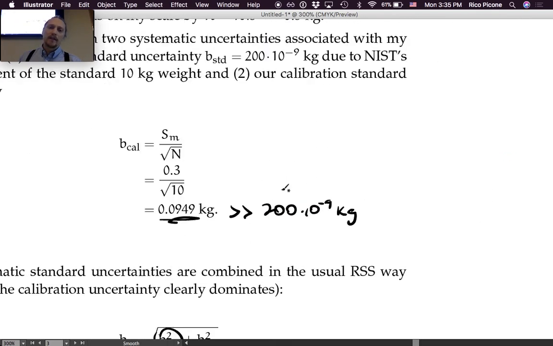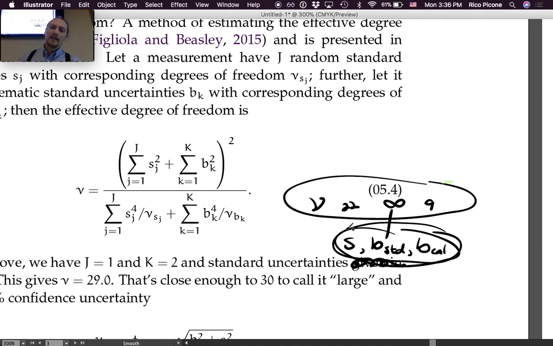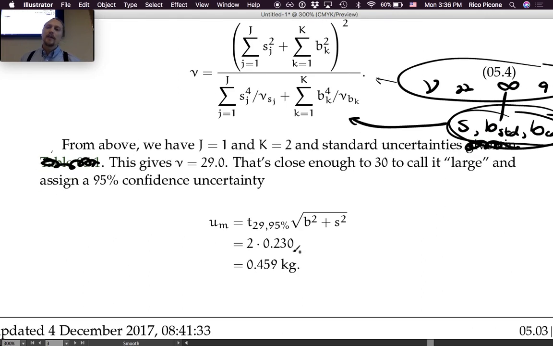N was 10, so we get 9. 10 minus 1 is 9, I think. So those are our news. We take the S's and the B's that we computed, and we plug them into this formula. We get out 29. That's close enough to 30. Remember, 30 is sort of the threshold for calling it large. 29 is good enough for government work.